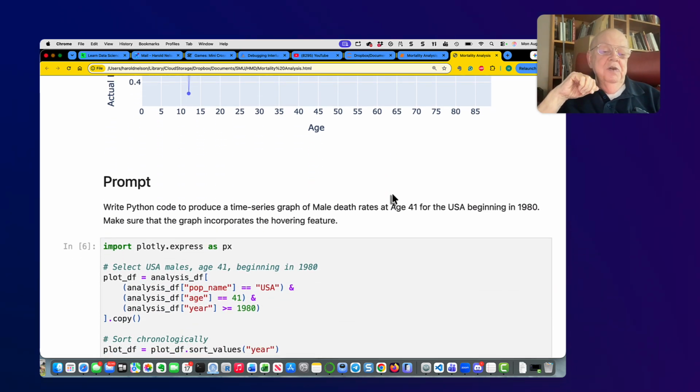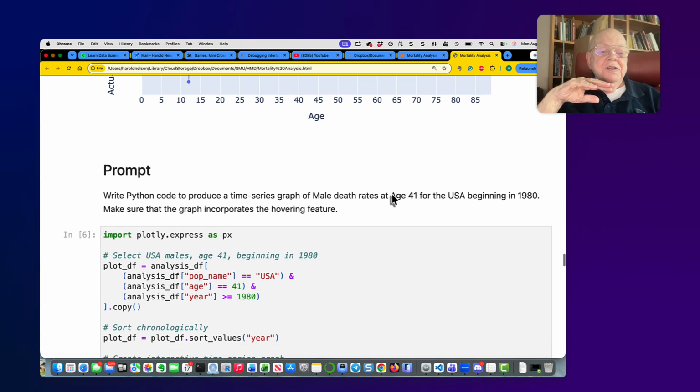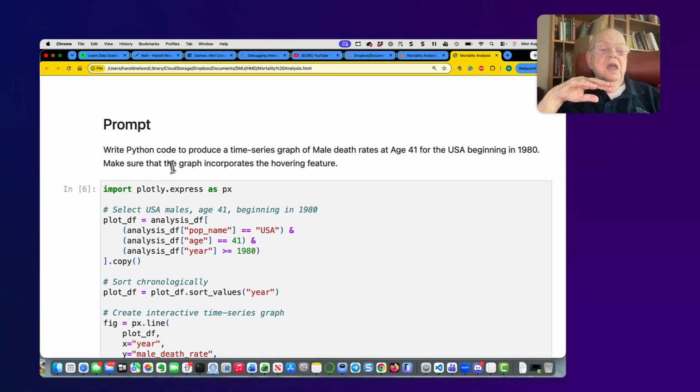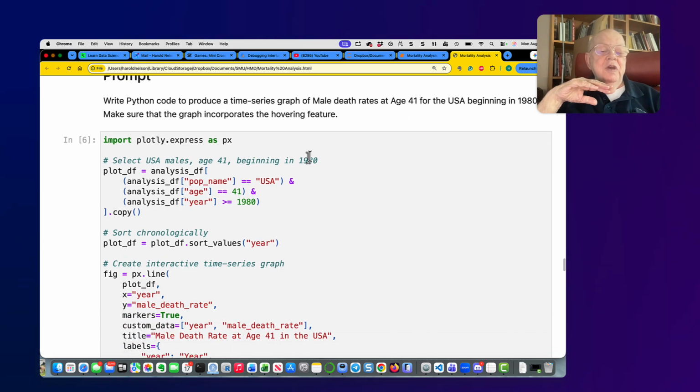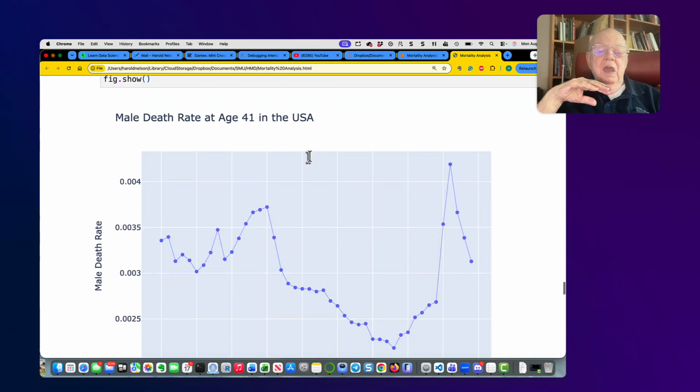Then I took a slightly different tack. I wanted to look at the actual death rates over time for males at age 41 and make sure that what I was seeing in that ratio graph made sense. So here's the English: write Python code to produce a time series graph of male death rates at age 41 for the USA beginning in 1980. And again, make sure the graph incorporates hovering. And here's the Python code. And here we go.